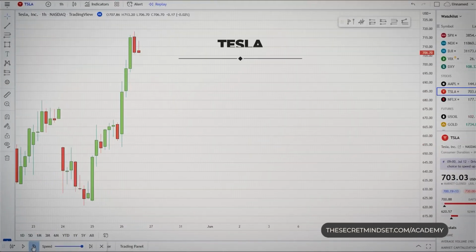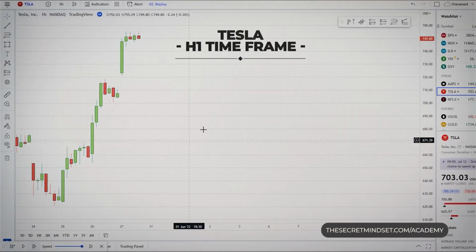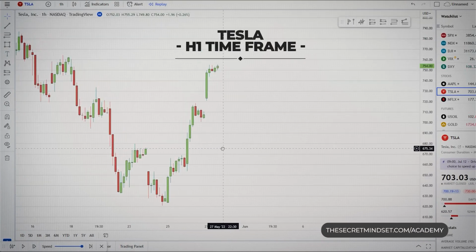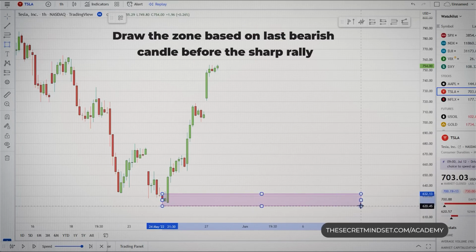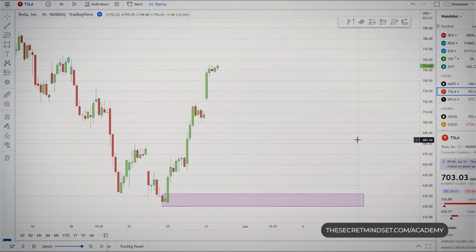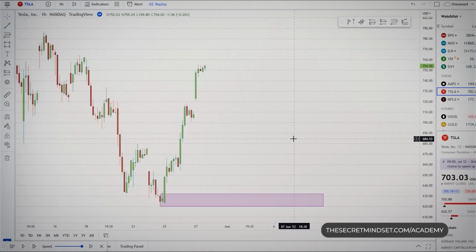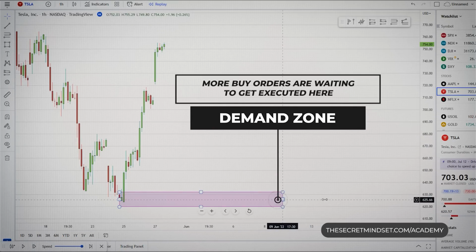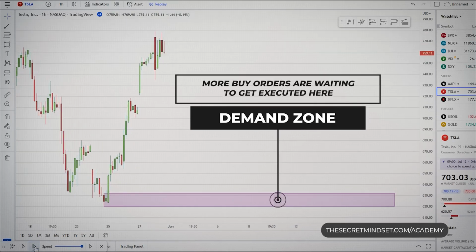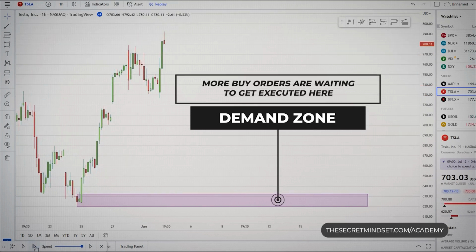Let's move to stock market. Tesla. On the hourly time frame, we find the potential demand zone. We draw the zone based on the last bearish candle before the sharp rally. Now we'll keep an eye on the future price movements to see if it retraces back to this demand level, because in theory there should be many buy orders waiting to get executed here.